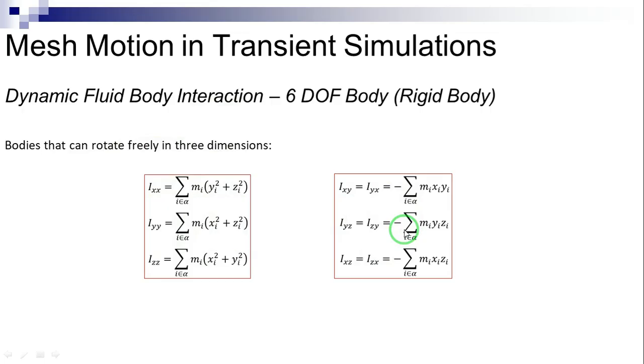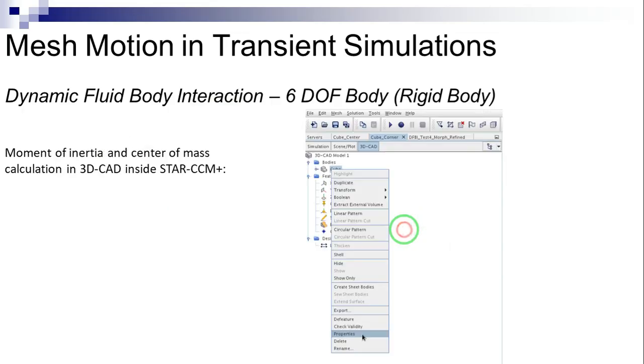If the CAD definition of the object is available, the moment of inertia and center of mass can be calculated in 3D-CAD inside STAR-CCM+. To determine the moment of inertia and center of mass, right-click on the object in 3D-CAD and select Properties, as shown here in this figure.